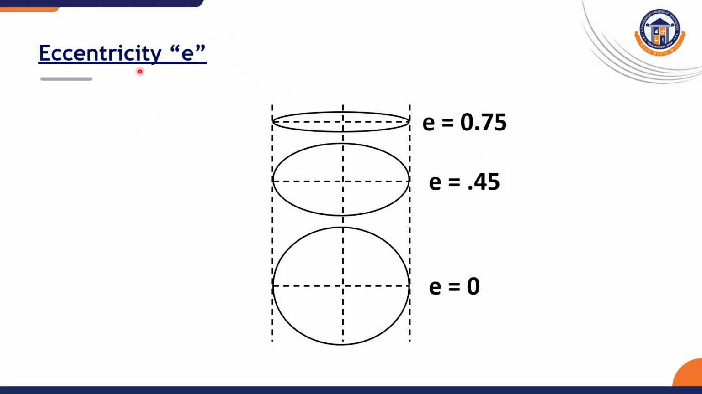This is the eccentricity, which is denoted by E. If E is equal to 0, the orbit is circular. If E is increased to 0.5, it is somewhat elliptical. If it is increased further to 0.75, it is more elliptical than at 0.5. So as E increases, the ellipticity also increases.